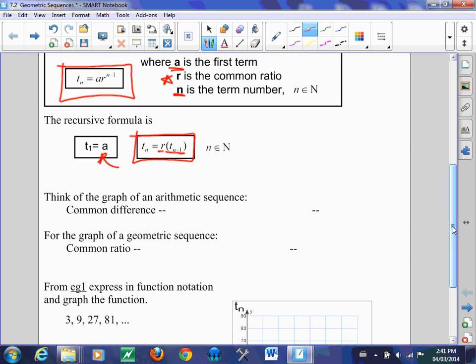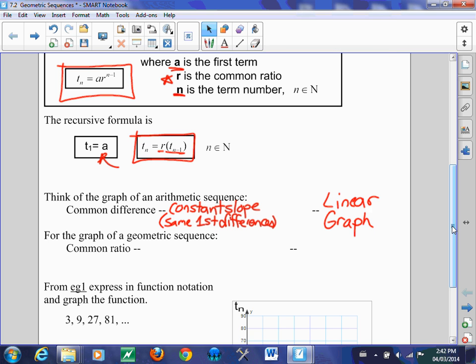I want you to think of the graph that we did last day of an arithmetic sequence. Hopefully you remember that we had a constant slope. Even though we didn't join the lines, we still had a constant slope, which means in our table we had the same first differences, and that led to a linear graph. Just look back at last day's lesson if you're not sure.